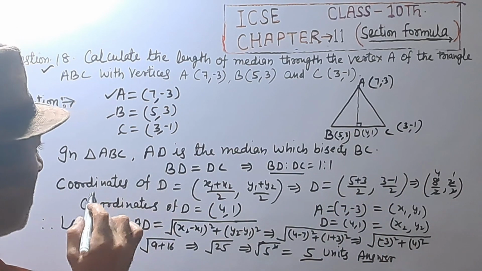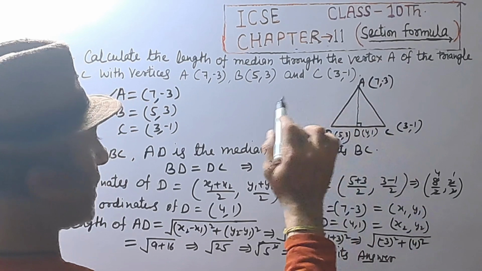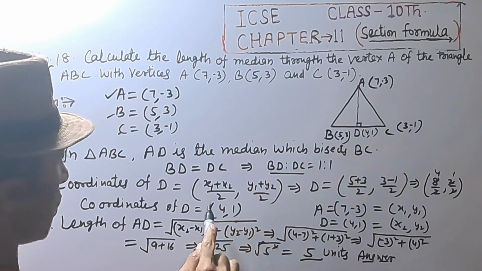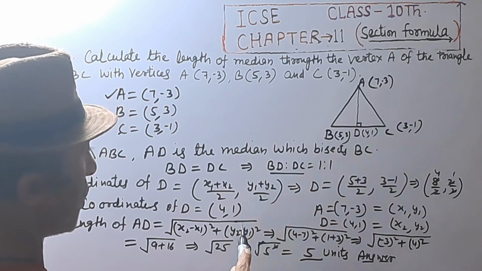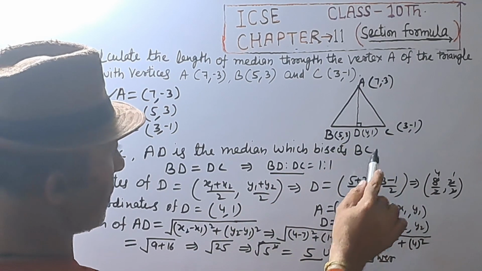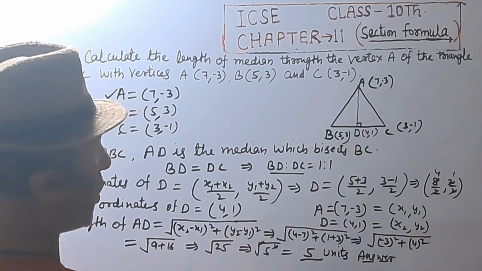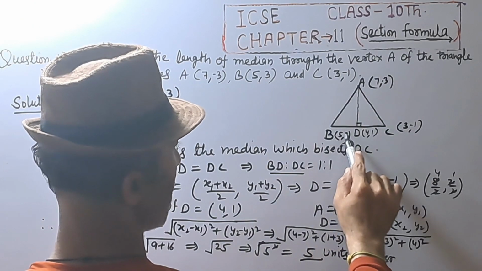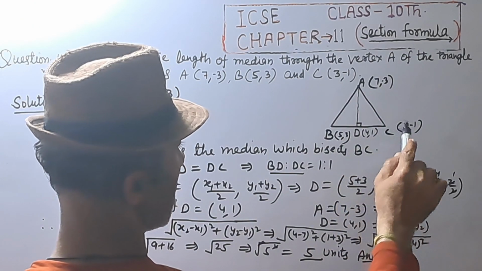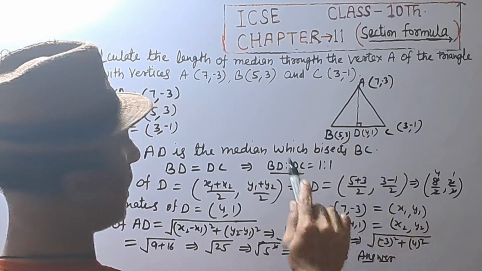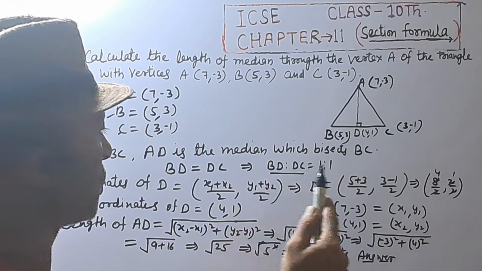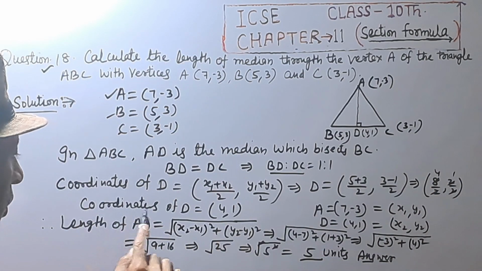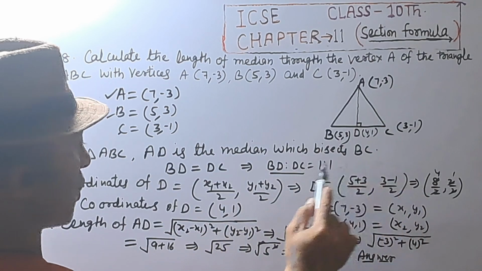And coordinates of D by using the midpoint formula, that is x1 plus x2 upon 2, y1 plus y2 upon 2. X1 is 5 plus x2 is 3 upon 2, 5 plus 3 upon 2, that is 8 upon 2. And y1 is 3, y2 is minus 1. 3 minus 1 upon 2, that is equal to 2 upon 2 and is equal to 1. And the coordinates of D is equal to (4, 1).